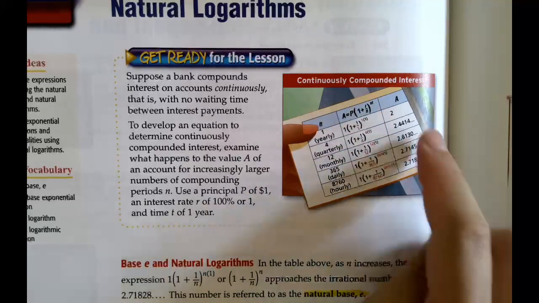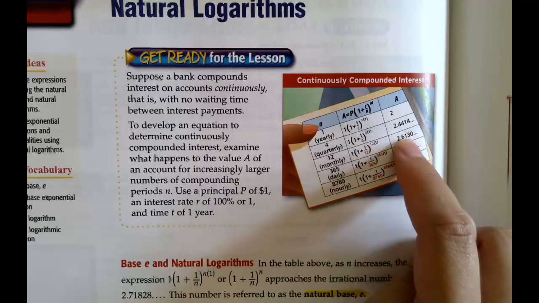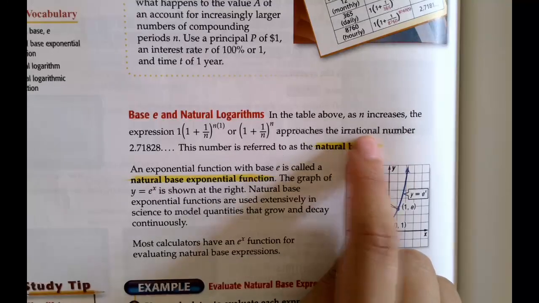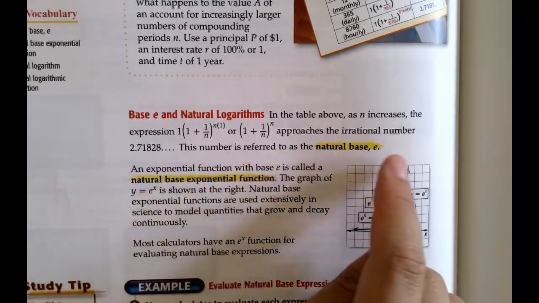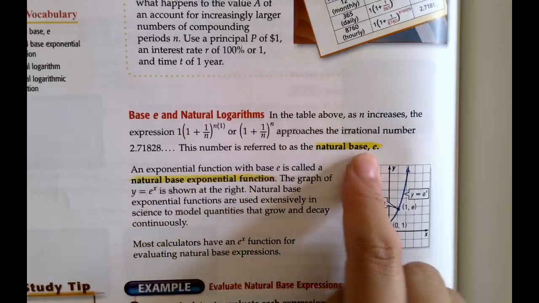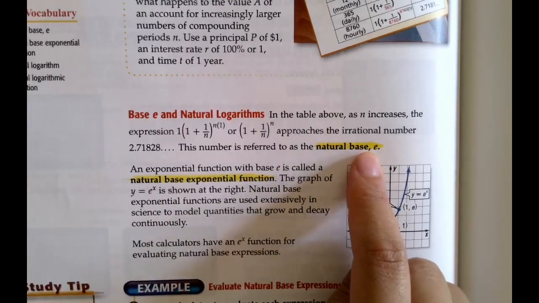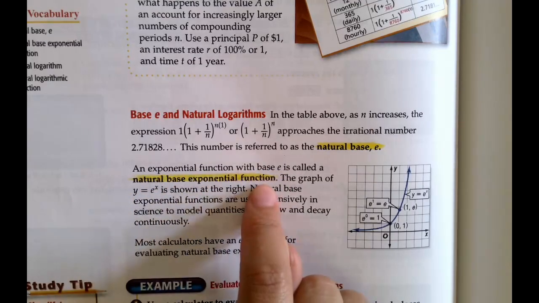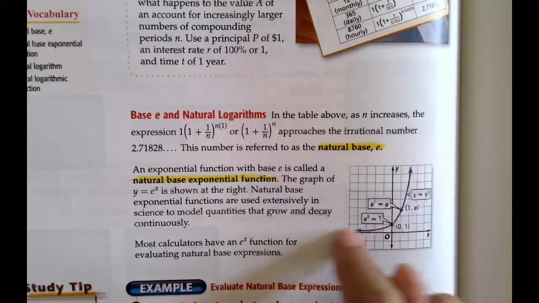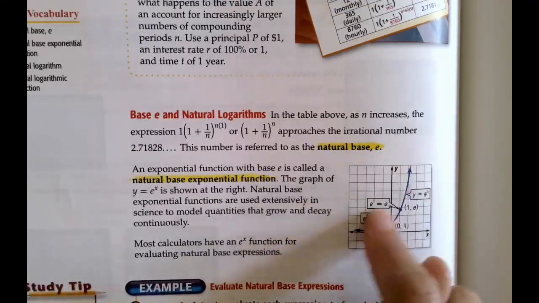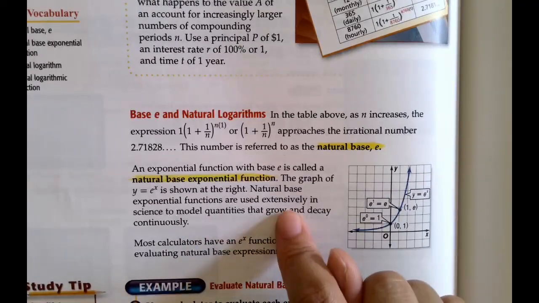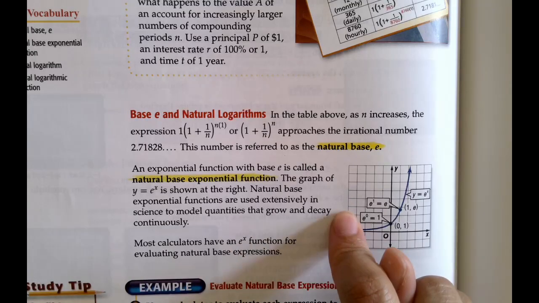And so what we notice is that here in the A column, we're getting closer and closer to this number. As it says here, it's approaching this number, and this number is 2.71828, etc. And this number we refer to as the natural base e. So an exponential function with base e is known as your natural base exponential function. It's shown here on the right. And this natural base exponential function is used extensively in science to model quantities that show exponential growth or exponential decay continuously.